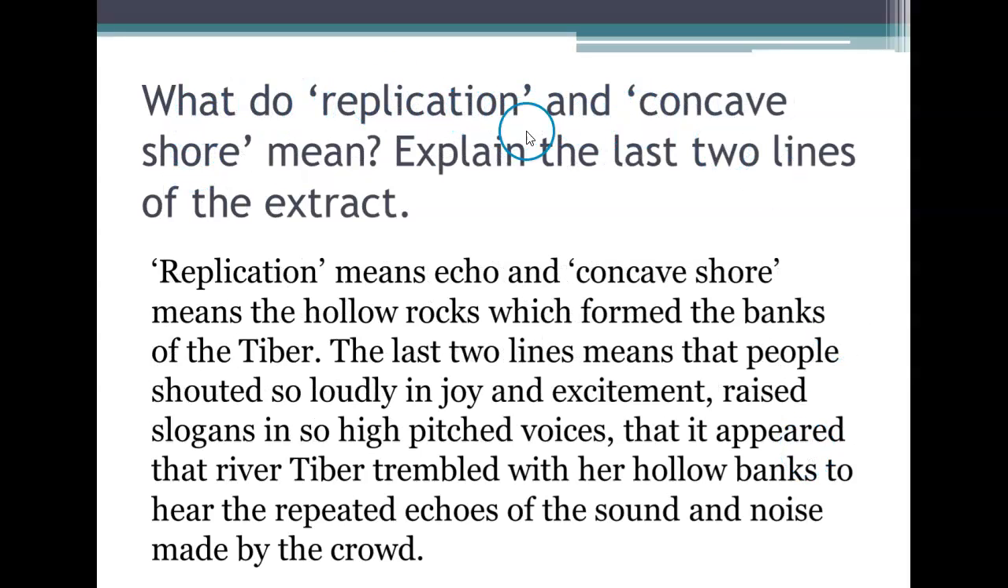What do replication and concave shore mean? Explain the last two lines of the extract. So replication means echo and concave shore means the hollow rock which formed the banks of the Tiber. The last two lines mean that people shouted so loudly in joy and excitement, raised slogans in such high-pitched voices, that it appeared that the river Tiber trembled with her hollow banks to hear the repeated echoes of the sound and noise made by the crowd.